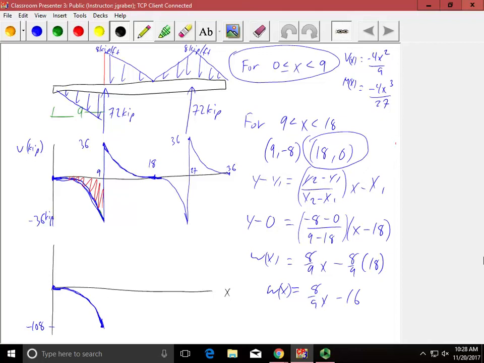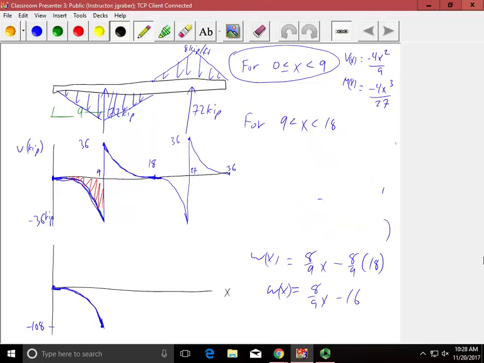Hopefully that'll make sense if I erase this up here and actually draw it on the bottom. Starting off at negative 8, we're going to 0. We would expect a positive slope. Okay, any questions about that? Okay, so I'm going to erase point slope form and put my wx up here: wx equals 8/9 x minus 16.